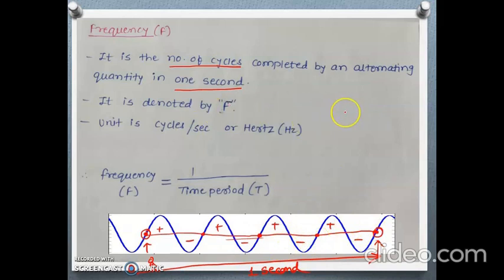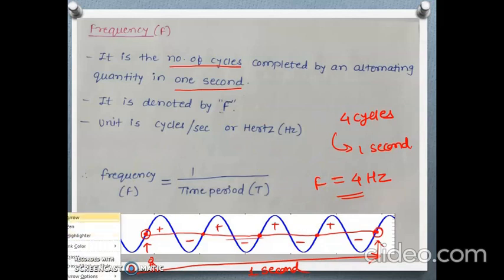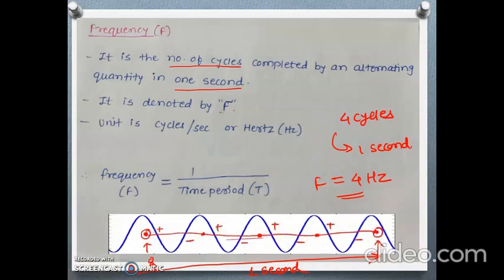That means 4 cycles completed in what? 1 second. So what will be the frequency? The frequency of this wave will be 4 Hertz or 4 cycles per second. In this way, by observing this AC waveform, we can calculate the frequency.